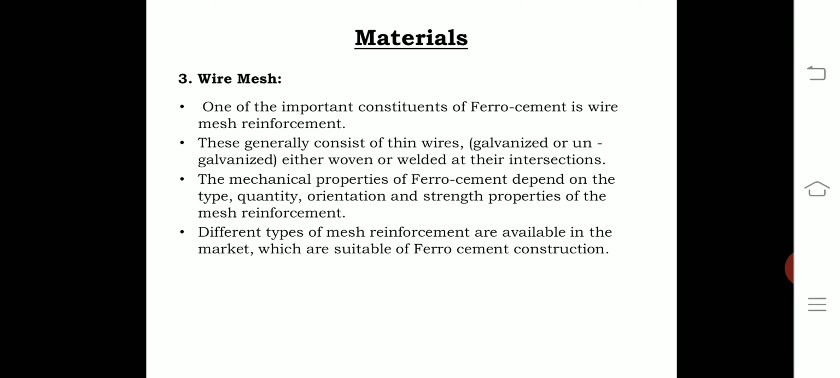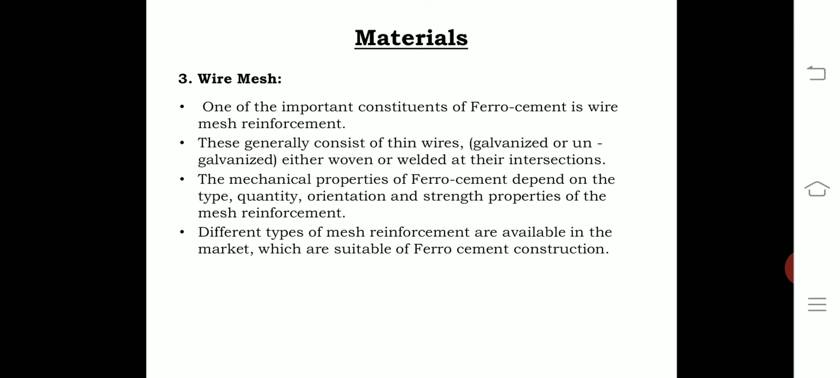Expanded metal mesh is sometimes used in ferrocement construction and is formed by slitting thin gauge sheets and expanding them in a direction perpendicular to the slits to produce diamond shape openings. This mesh has inherent advantages like good mechanical bond and ease of placing. This is all about wire mesh.